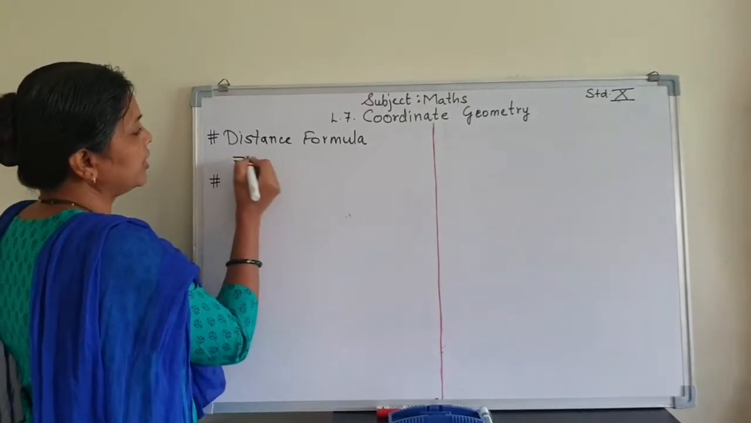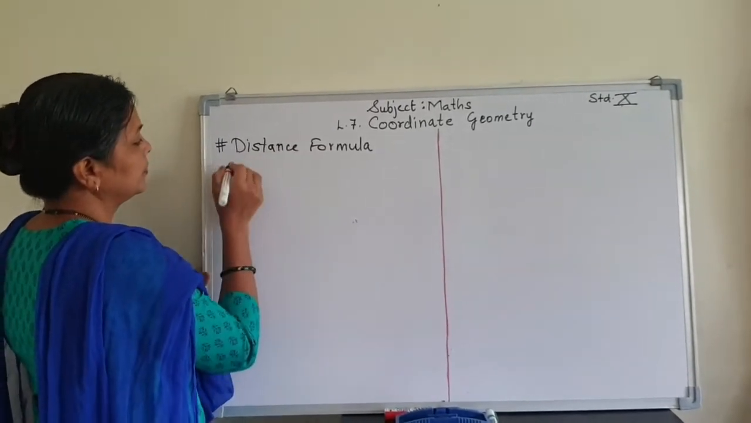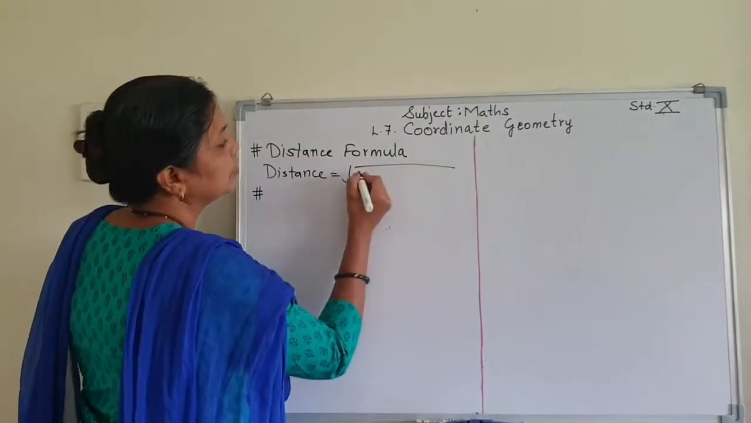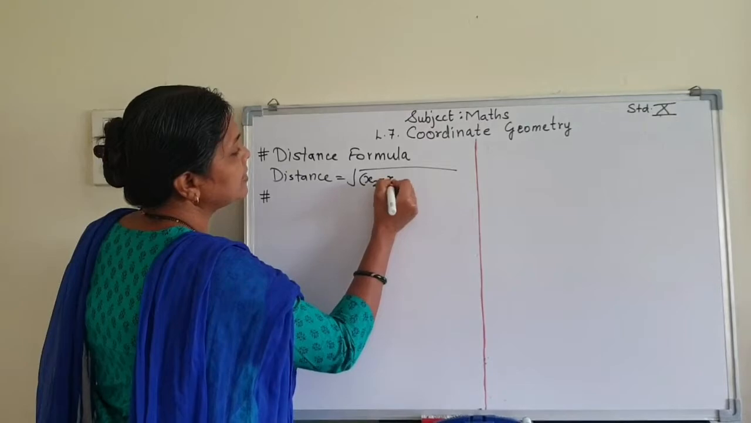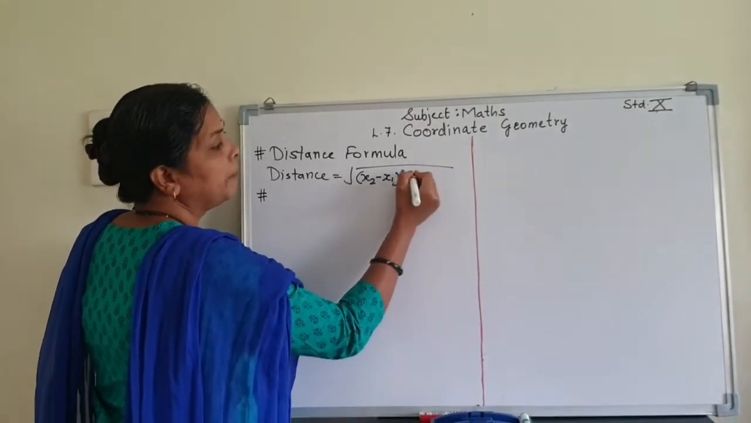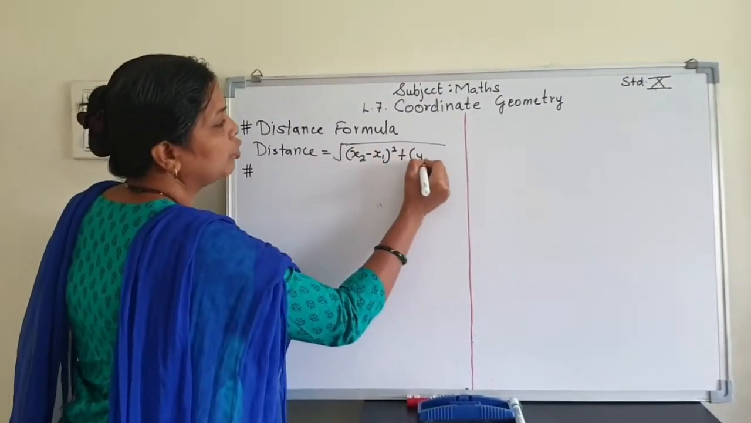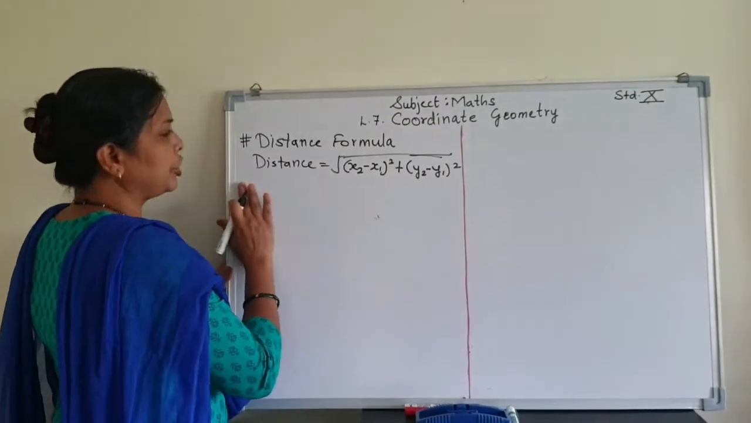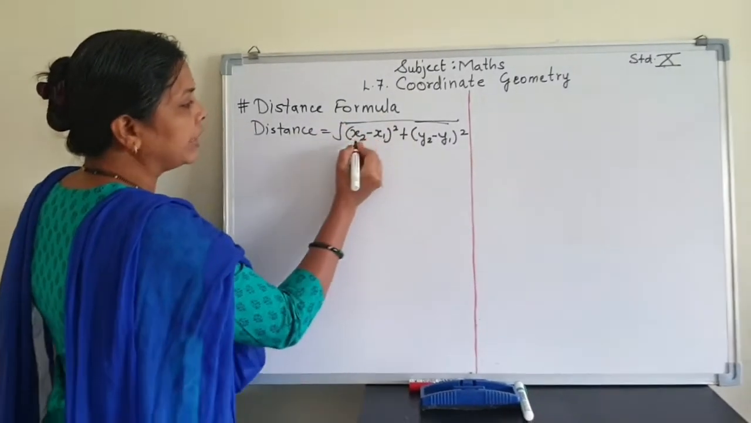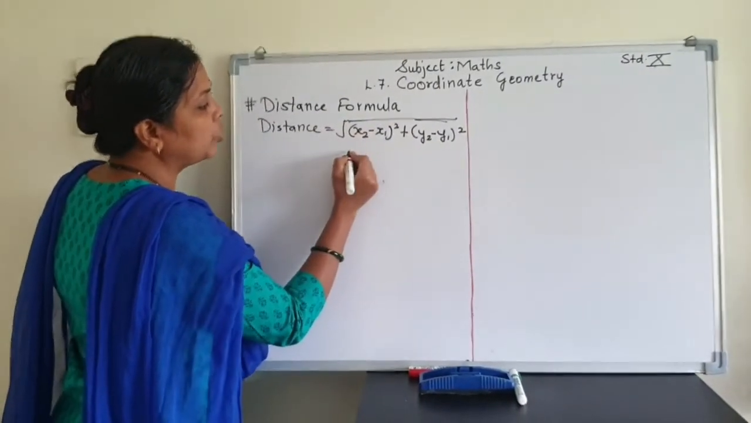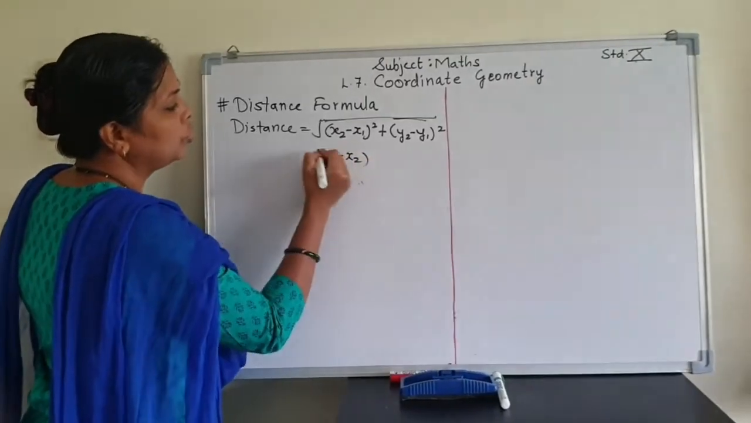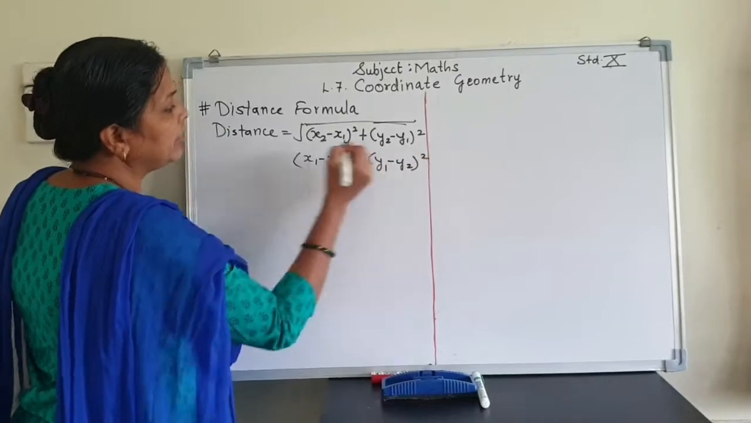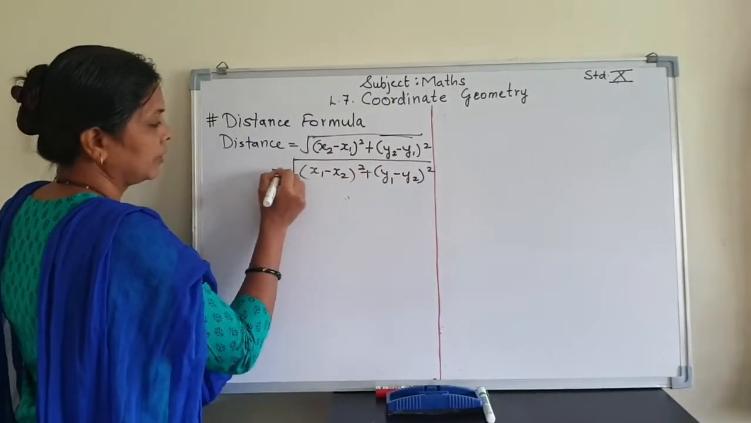So, distance formula says the distance is equal to square root of (x2 minus x1) whole bracket square plus (y2 minus y1) whole bracket square. Now here I want to mention, and I have already told you, that instead of x2 minus x1, if you take x1 minus x2 and y1 minus y2, even it does not affect your answer.